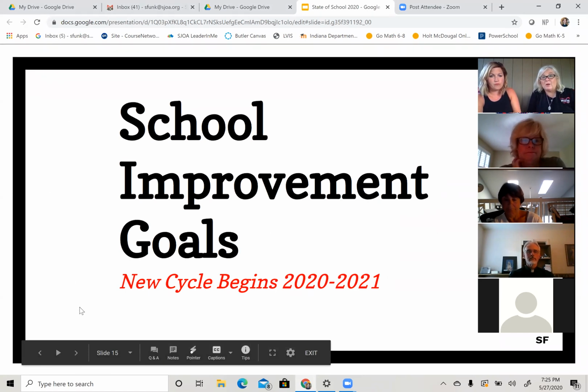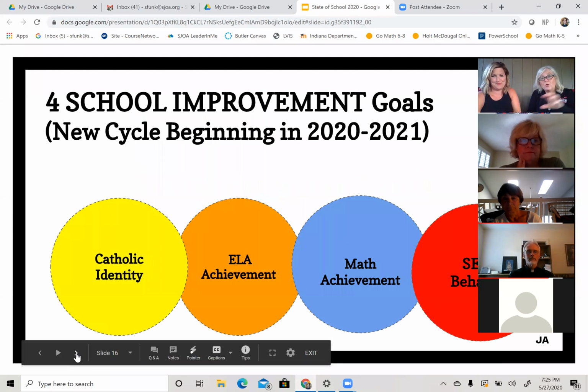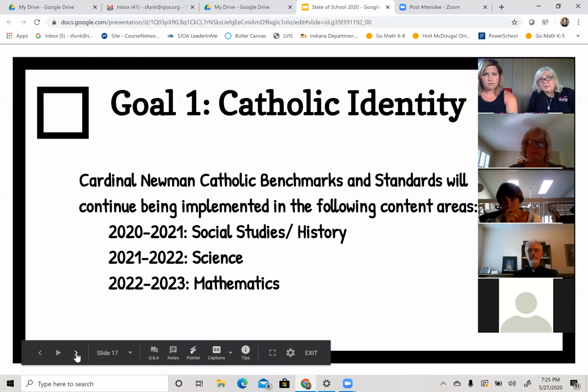We're super excited to talk about our 2021 goals. Let's go back and forth about that. We'll show you the 4. We always have a Catholic identity goal, 2 academic goals, which you see demonstrated there in the middle, and then 1 that's just something special for your school. And so we will go through and discuss those.